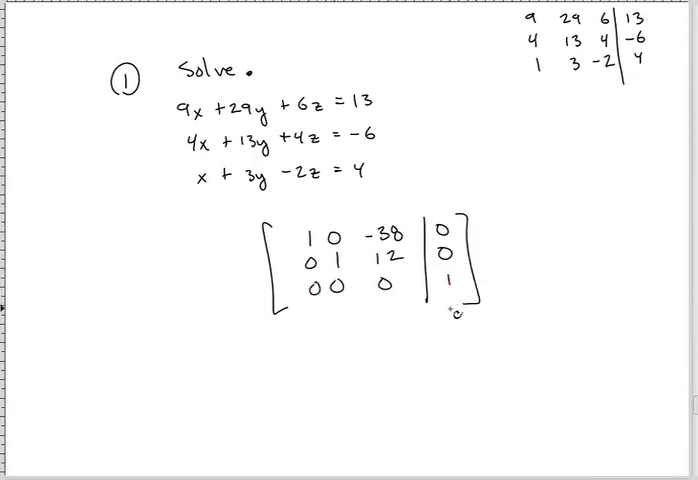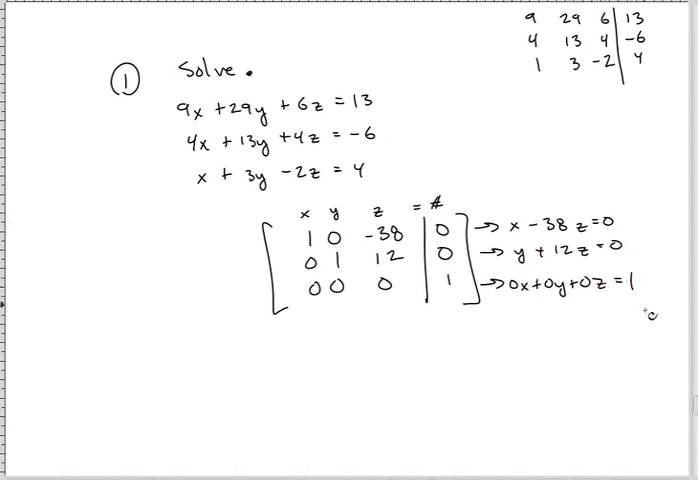Okay. So if I were to rewrite this as equations, because we can go back and forth between them, this here would be x minus 38z is equal to 0. This one here would be y plus 12z equals 0. But the bottom one is interesting. 0x, 0y, 0z is equal to 1. If you look right here, basically you have 0 is equal to 1. And that's false. False.